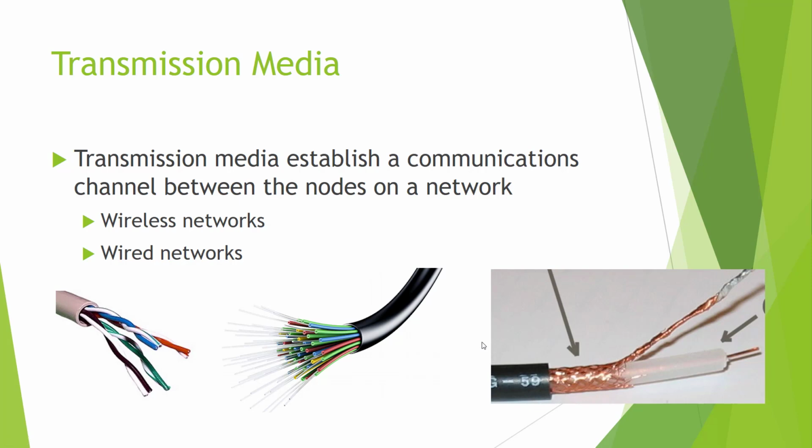So those are kind of our main options when it comes to transmission. We have unshielded twisted pair, or UTP. You have fiber optics, and you have coax. And then, as we talked about with wireless, you have 2.4 gigahertz and 5 gigahertz.